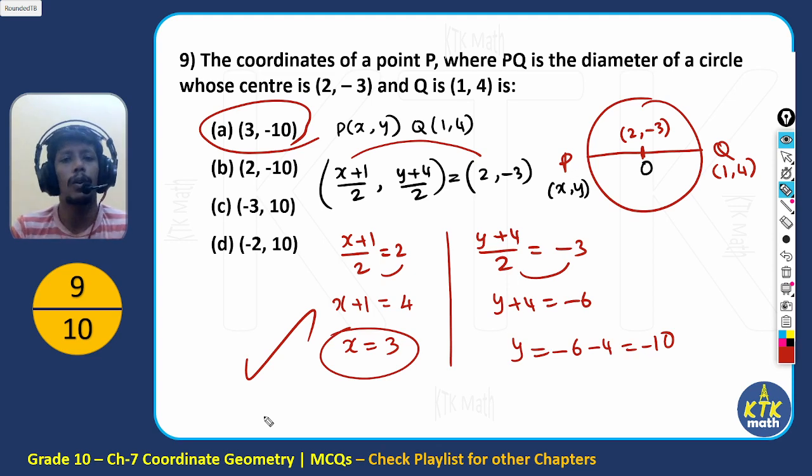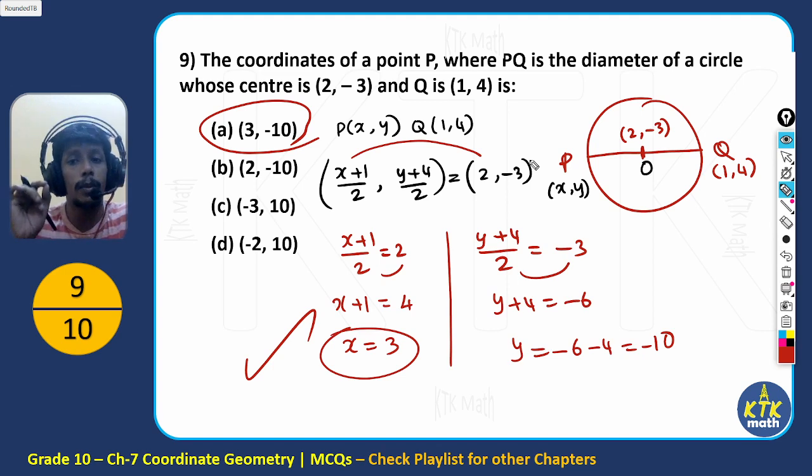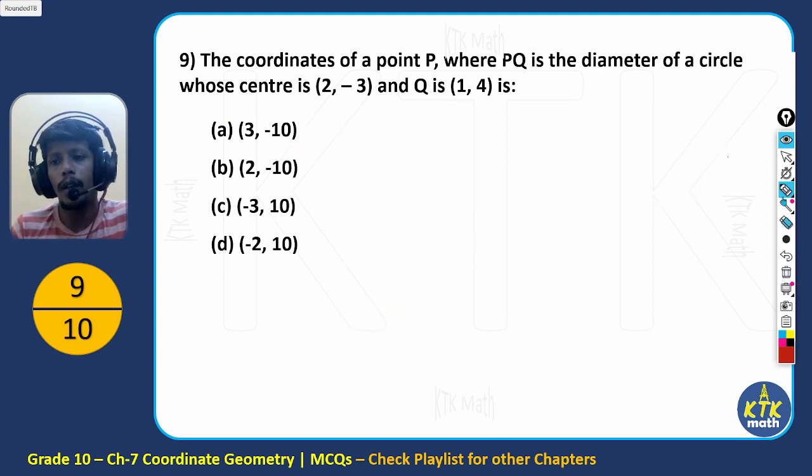Sometimes they give one point and ask us to find another point. In that case also you can use midpoint. Here both the abscissa and ordinate are missing, so we are using the midpoint formula. Try to understand, this question was possible only because they gave the center. We know that the center of a diameter is nothing but the midpoint of the points, so have that idea. Okay, let us go to the last question of this session.